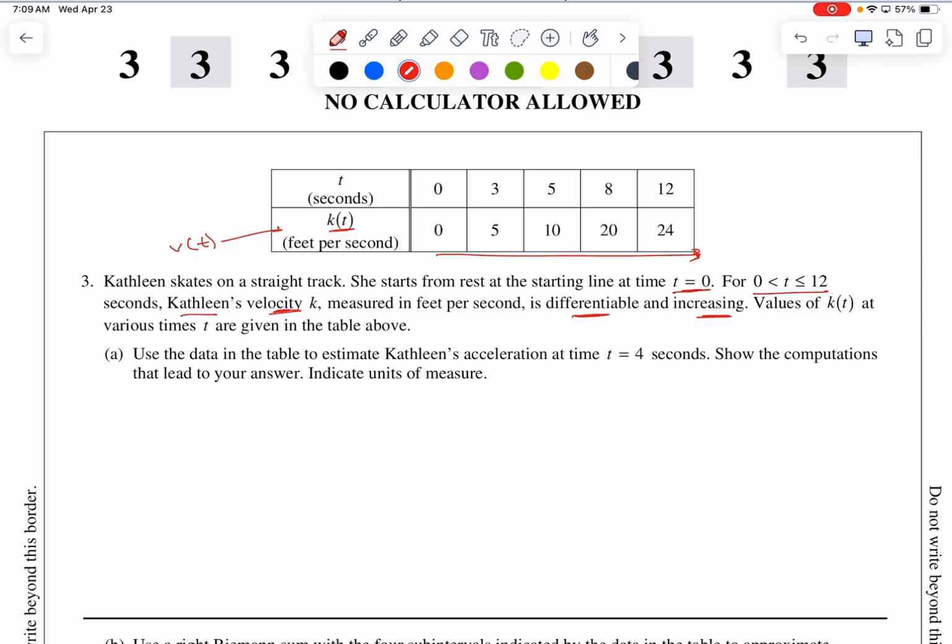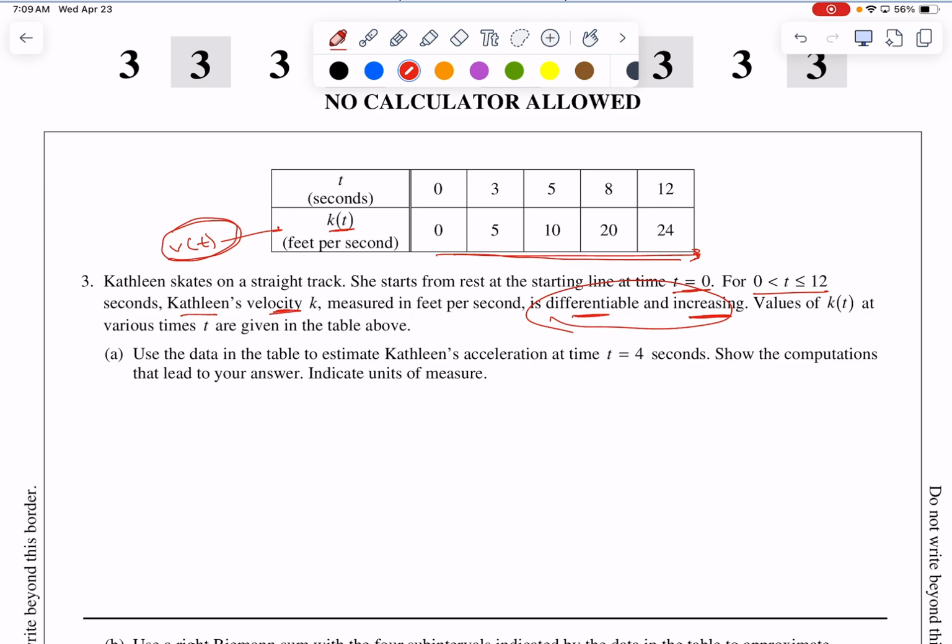And that means, since Kathleen's velocity is always positive, we know that she's always moving which direction? Right, to the right. And we know it's increasing, so since the first derivative is increasing, the second derivative is always what? Positive, which means the original function's always concave up. Okay, so that statement alone tells you quite a bit.